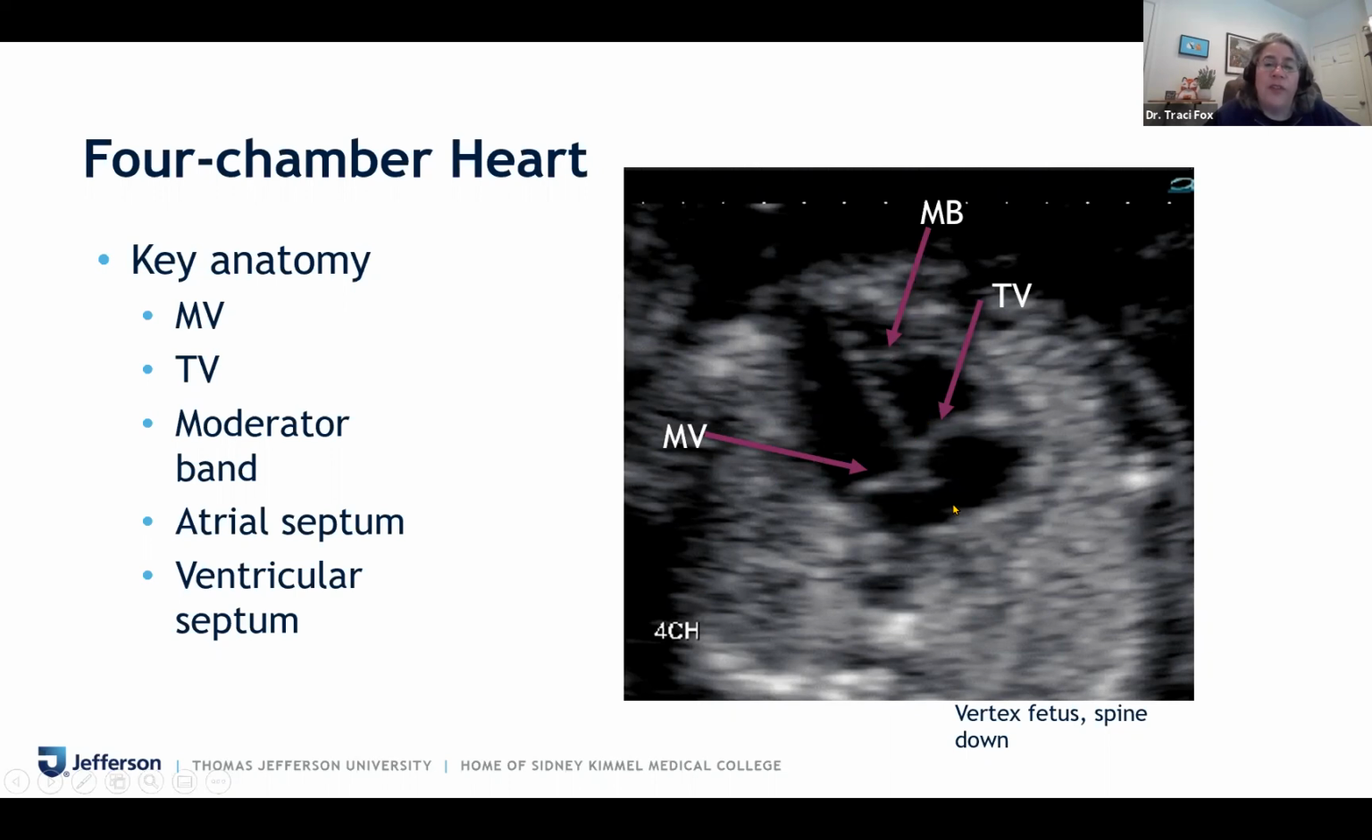The atrial septum, we can look at that and we look to make sure the foramen ovale flap is in the left atrium. And of course, we check the interventricular septum to look for any obvious defects. We can miss very small VSDs even with today's equipment. Color Doppler is your friend.